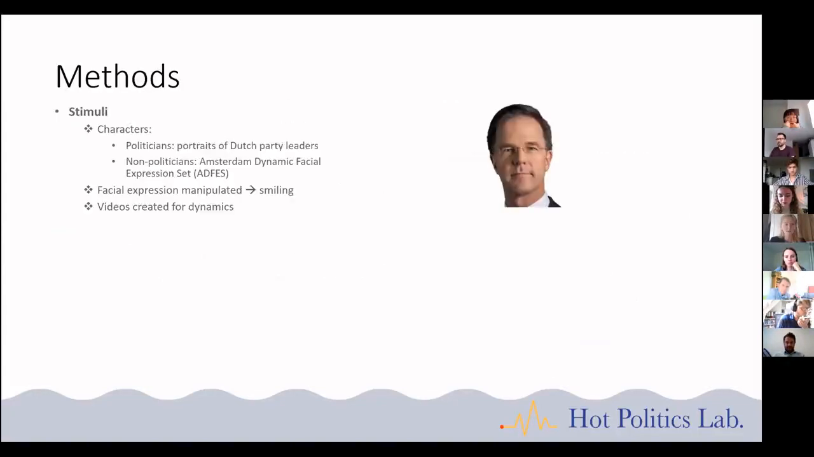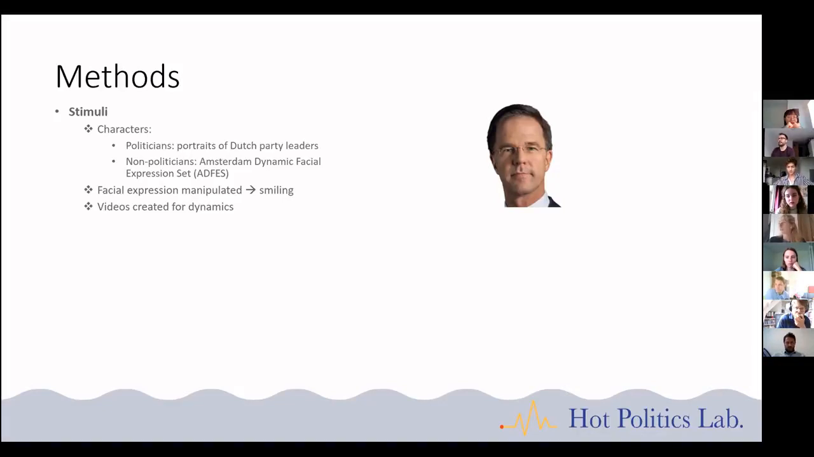Then for our methods, we had stimuli. We used characters for both non-politicians and politicians. For the politicians, we used portraits of Dutch party leaders, and for the non-politicians, we used the Amsterdam Dynamic Facial Expression Set. And we actually used the neutral image of these characters, and we manipulated them so that they started to smile.